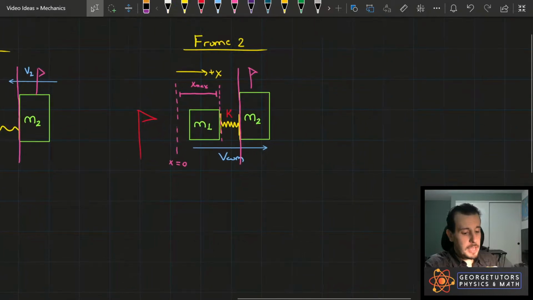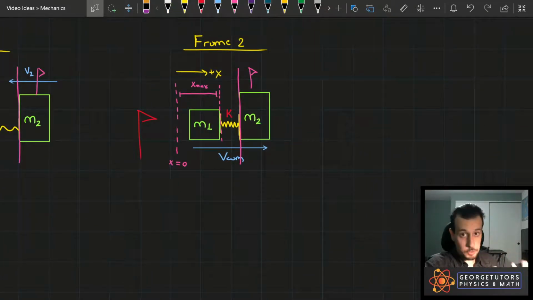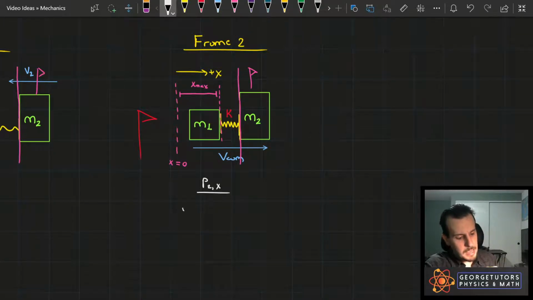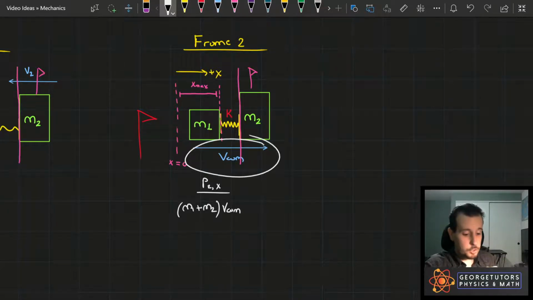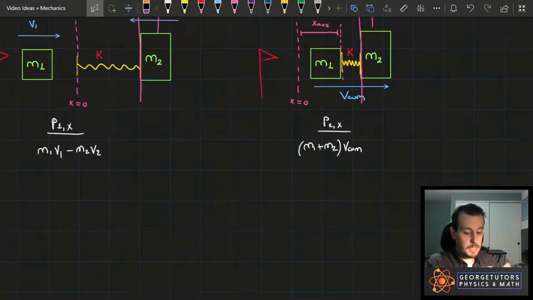For frame 2 right now, they're both moving at the same velocity toward the right. I've assumed that they're moving to the right, but I know that they move at the same velocity. So if I want to calculate P2x over here, the final total momentum in the x, I got to sum the two masses together since they're acting like a unit right now. And I'm going to multiply by VCOM. The whole thing being positive because VCOM, I assumed, is going to be along my plus x. So I have this lined up.